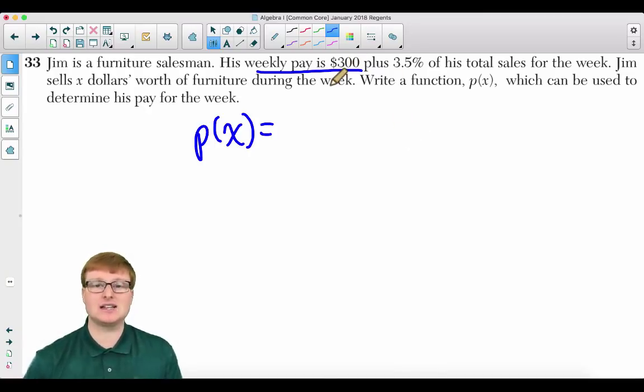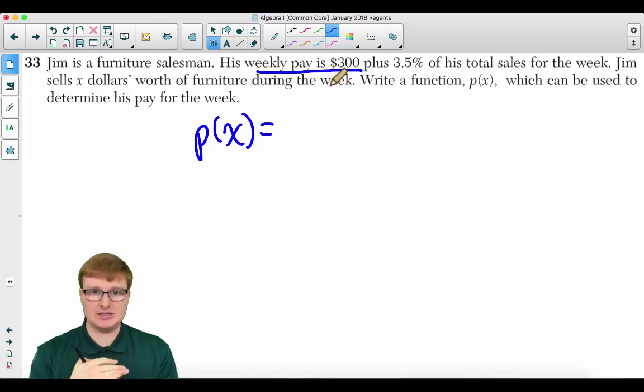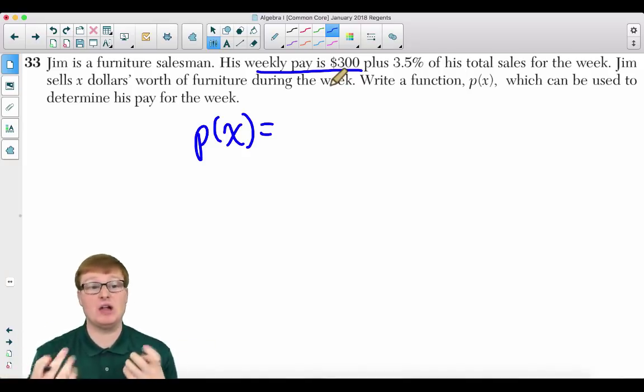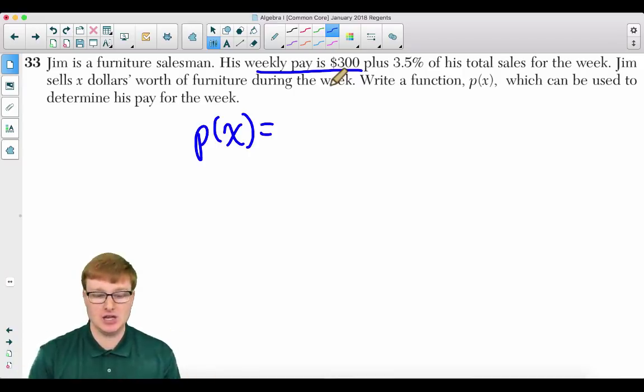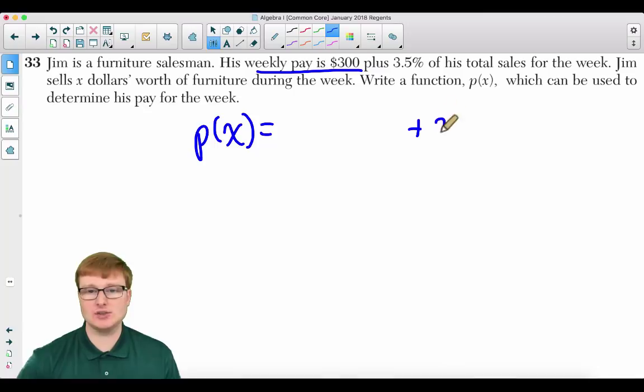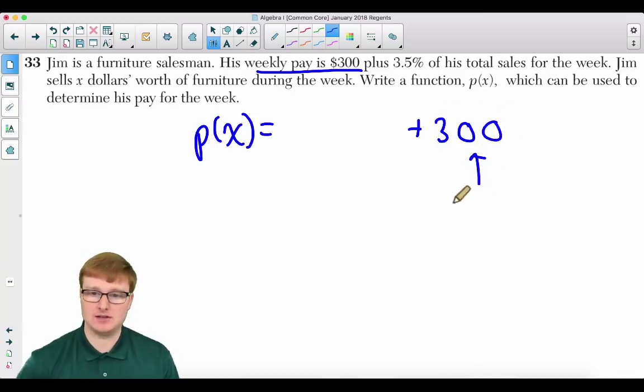So this is technically like the y-intercept. It's the intersection when x equals 0. If he sells no furniture, he's still making $300. So this is called his fixed pay. And you'll see why I put it at the end in a moment. This is his fixed pay.